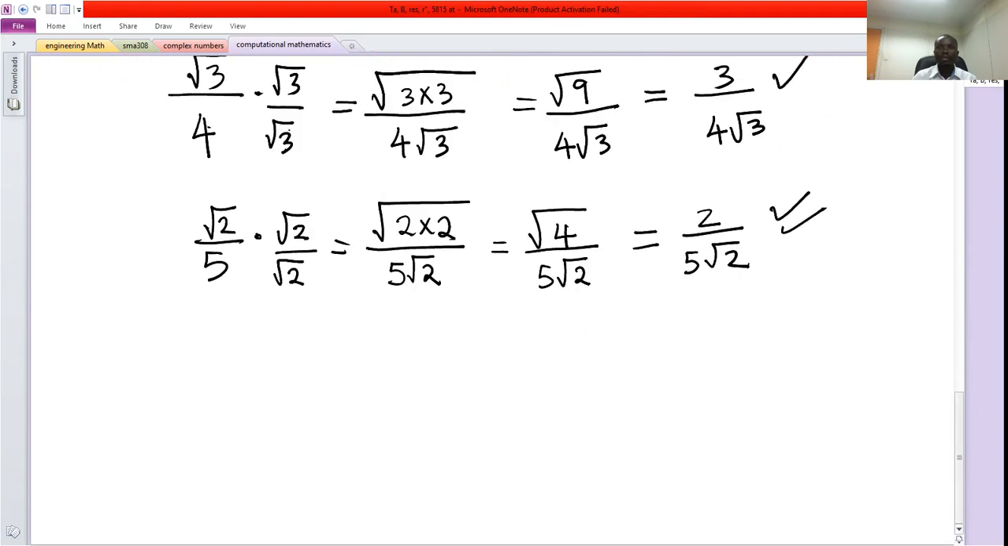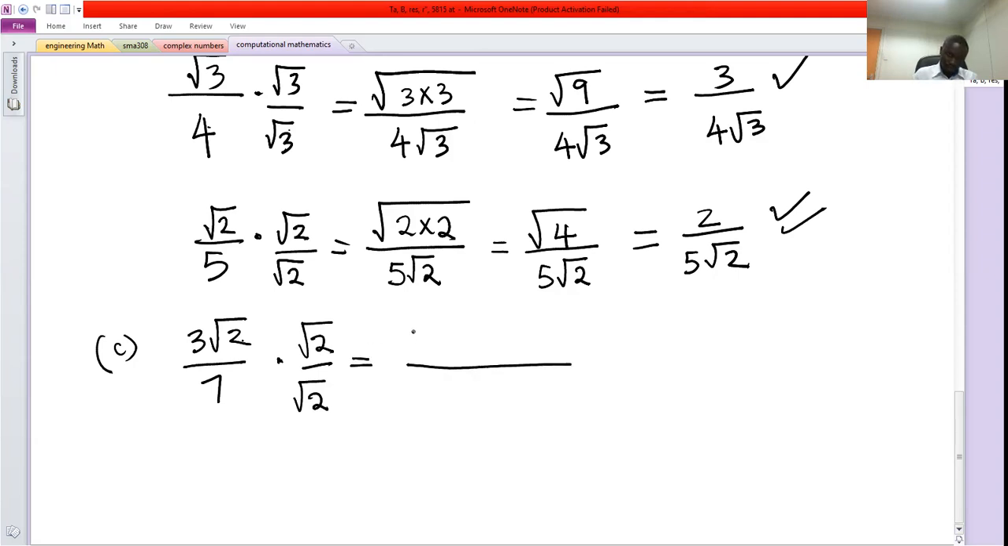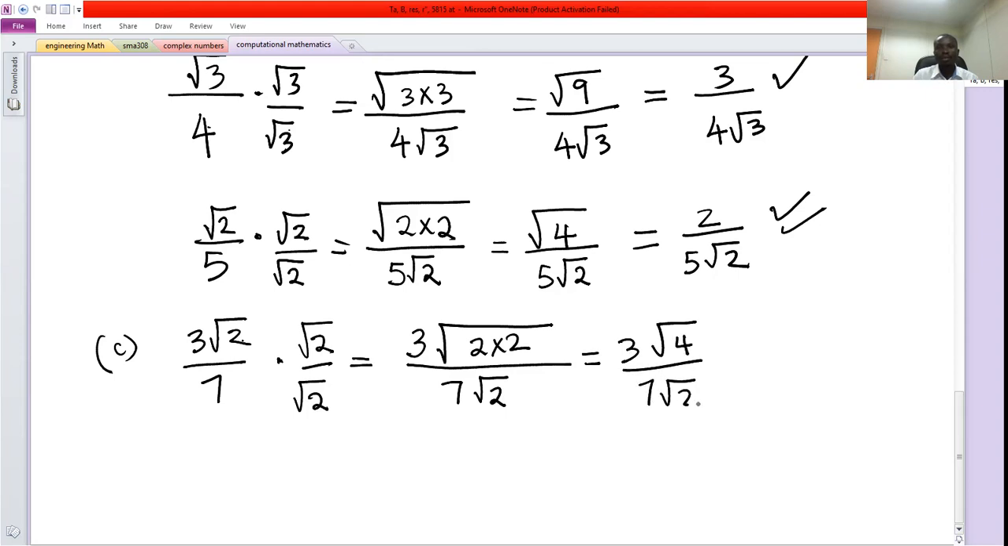Now 3 root 2 over 7, C. You multiply the root, remember this is 3 root 2, not a cube root of 2. So you multiply by root 2, that's the surd, over root 2, which will be, you write 3 square root sign, then 2 by 2. 7 times root 2 is 7 root 2, equals 3 times square root of 4 over 7 root 2.